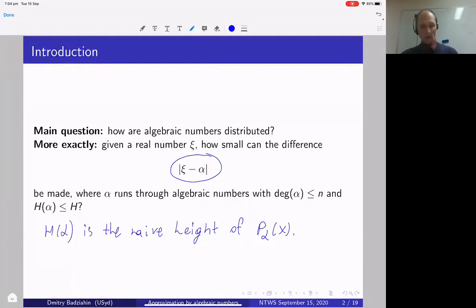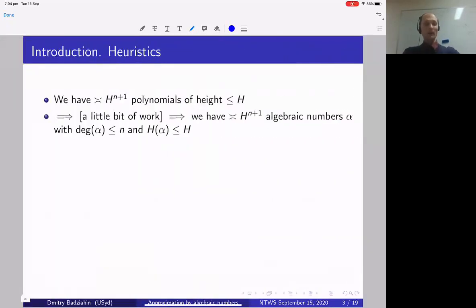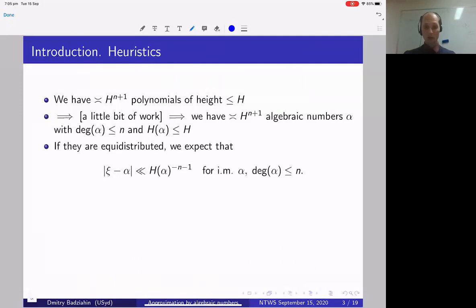Let's firstly start with some heuristics. What can we expect from this difference? So we know that there are around H to the power n plus 1 different polynomials of height at most H. And then with a bit of work, we can derive that there are approximately the same amount of algebraic numbers with bounded height and with bounded degree. So if we assume that all of them are uniformly distributed, then we expect something like psi minus alpha to be smaller than H of alpha to the power minus n minus 1, probably with some constant. And that should happen for infinitely many algebraic numbers alpha. So this is our expectation from very brief, very rough heuristics.